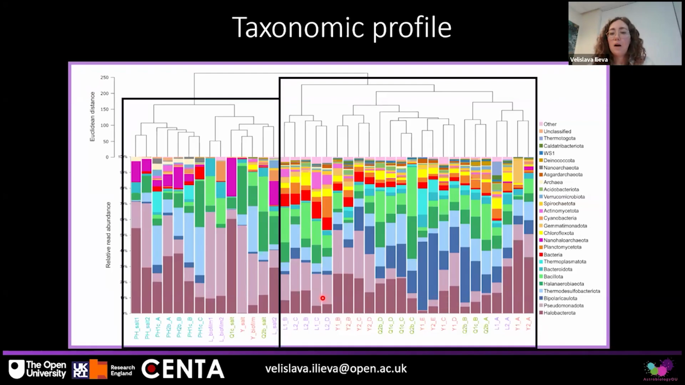We see Halobacteriota sequences, which are halophilic archaea, that is completely expected at these highly saline sites, as well as sulfate-reducing bacteria-related sequences here in the bright blue.